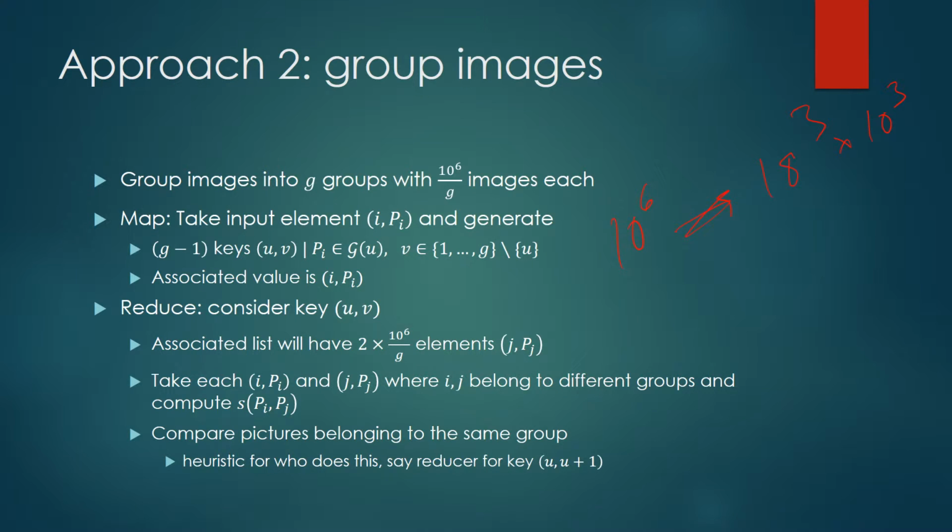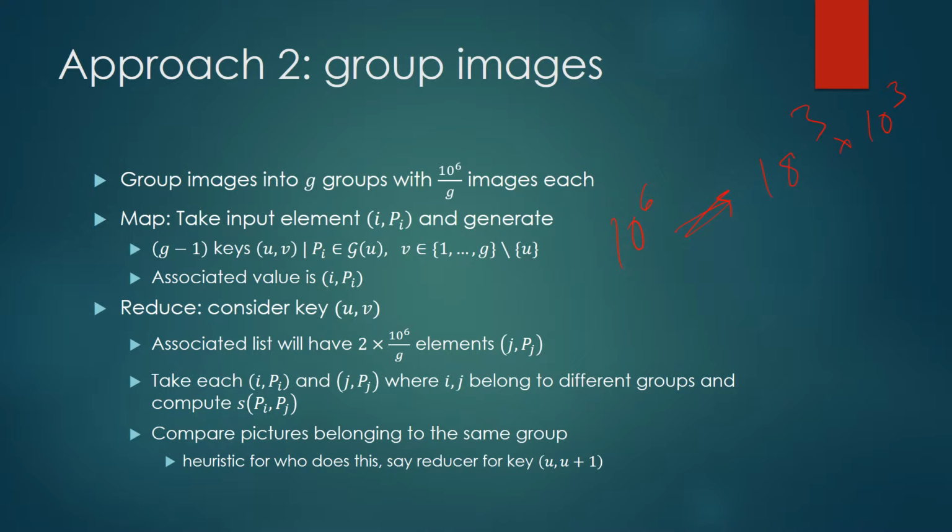Now, in the reduce section, you have to consider what the reduce key is. And so each time, I'm going to get 2 times 10 to the power 6 over G elements, right? So where I had an n by n pairs, I have divided it up into a G by G grid, where each grid cell gets, from 2 separate entries, 10 to the power 6 by G images, right? So for each combination.